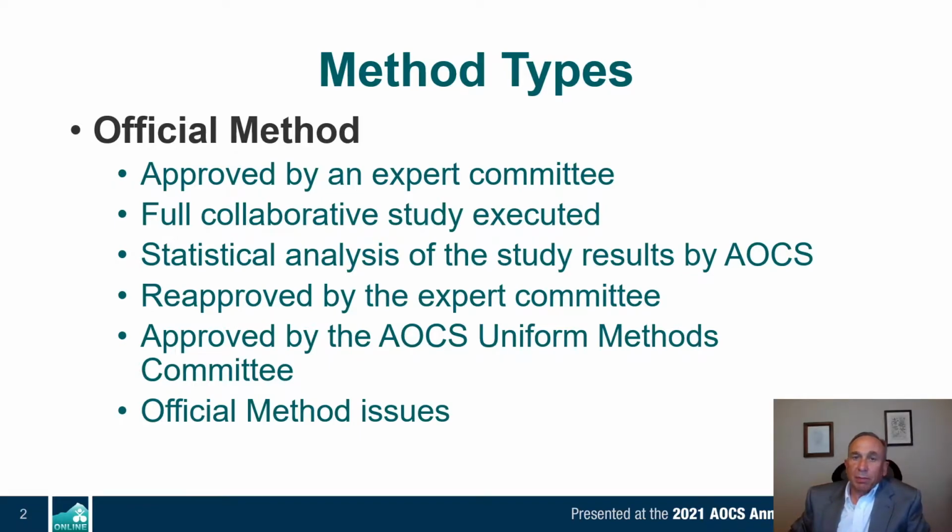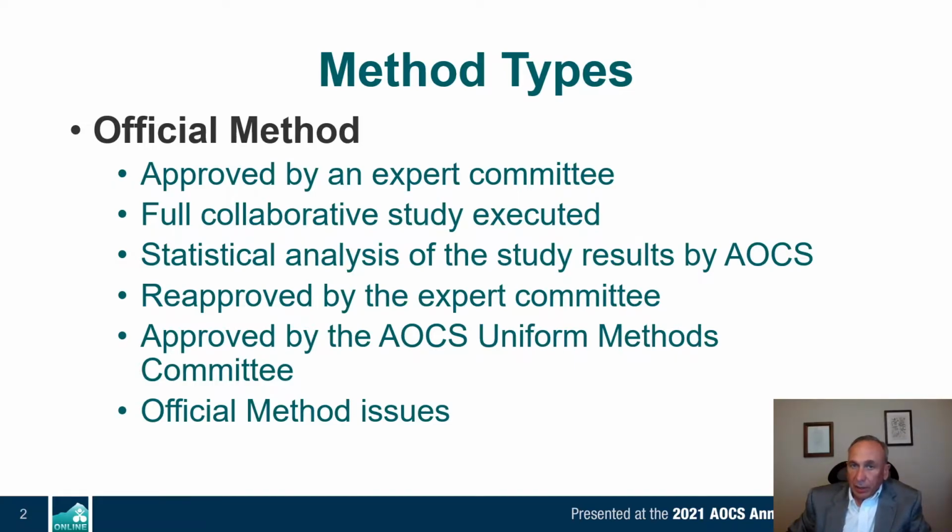First, let's talk about method types that AOCS has. There are 4. The most common of them is the AOCS official method, of which we have over 400 of them. A method proposer will bring their draft of a method to AOCS, and we will work with them to get it into the proper shape and a certain level of completeness, and then it's sent to a subcommittee of experts for review. These experts will ask several questions.